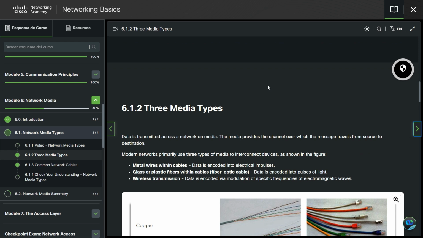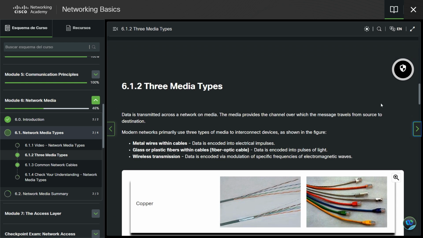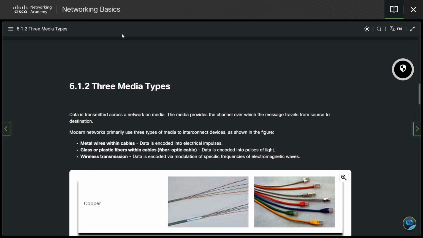In this first point are the three media types. Data is transmitted across a network on media. The media provides the channel over which the message travels from source to destination. Modern networks primarily use three types of media to interconnect devices, as shown in the figure.